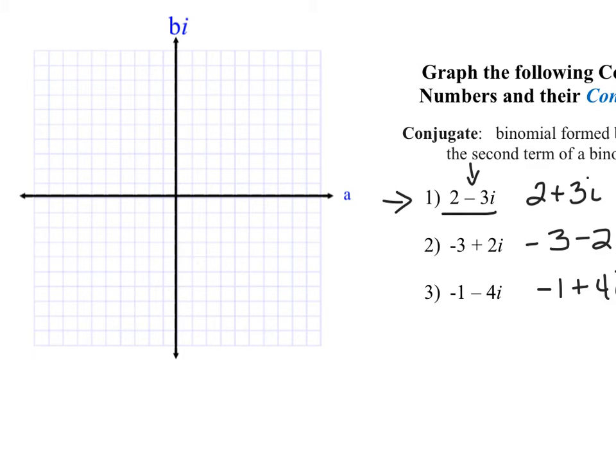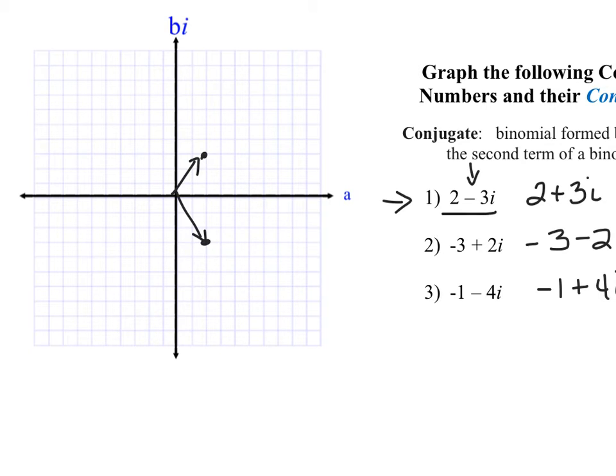Graphing this one, remember that I want to graph the 2 as your x and the negative 3 as the y. So 2, negative 3 would go here, and just draw a little vector right there. And 2 plus 3i is here, draw a vector there, and that creates your binomial and its conjugate. So it's actually a reflection in the x-axis.